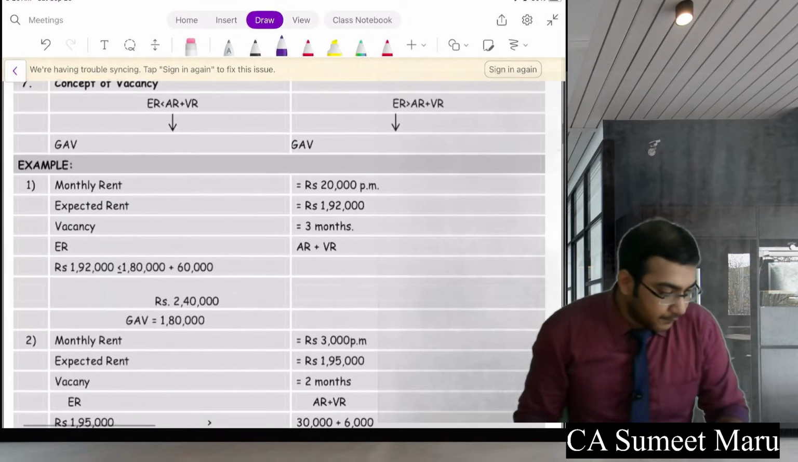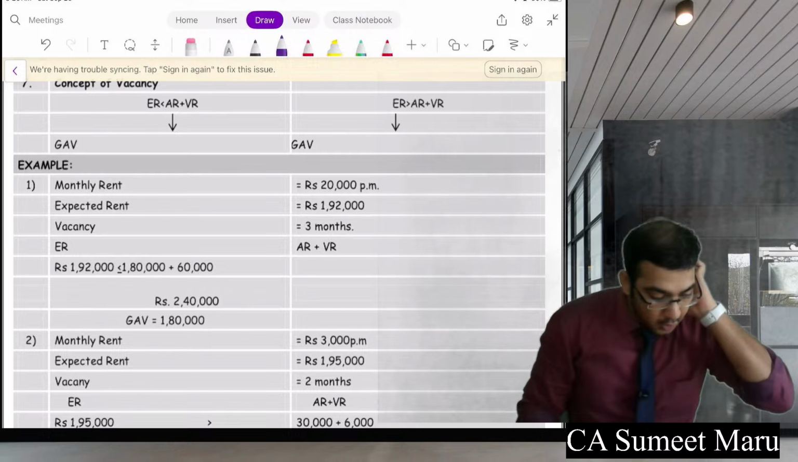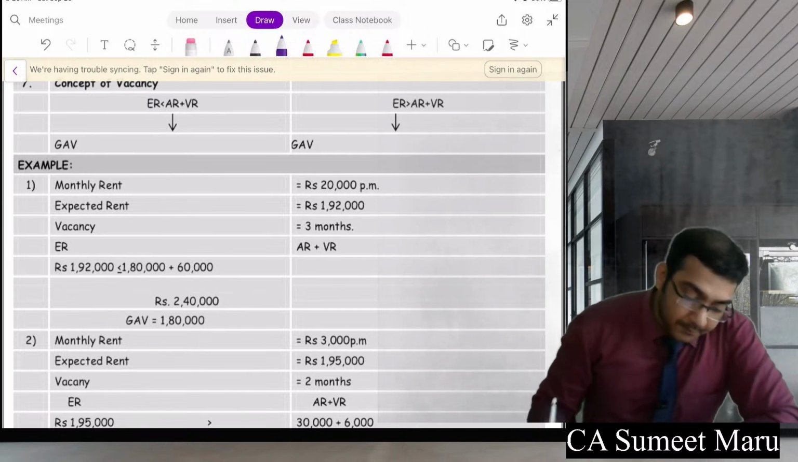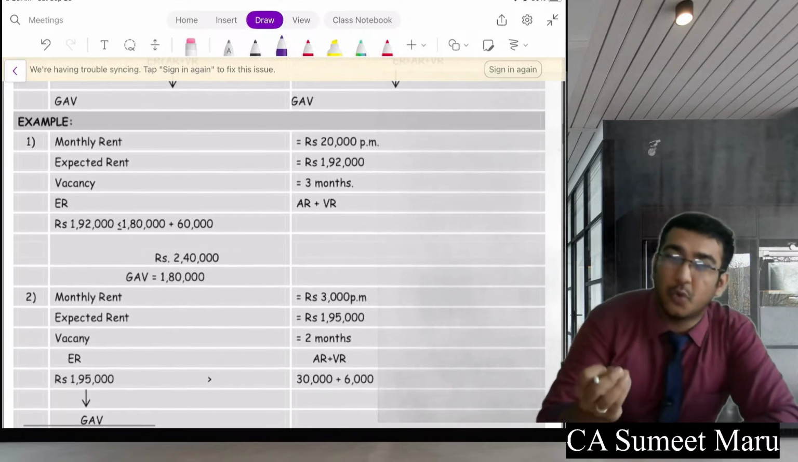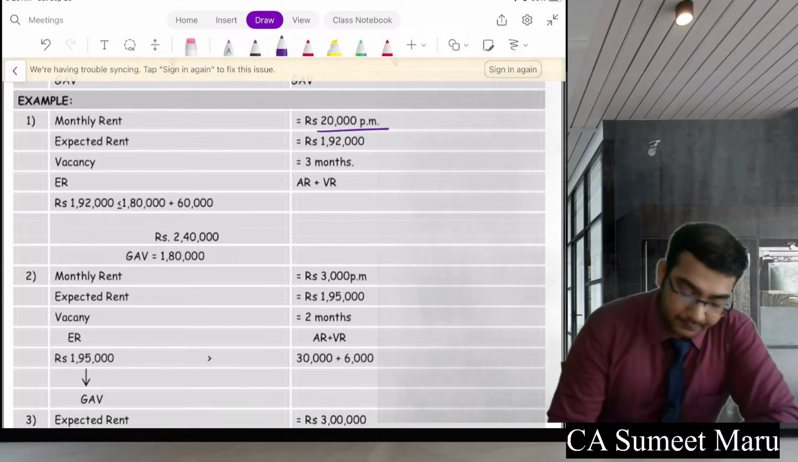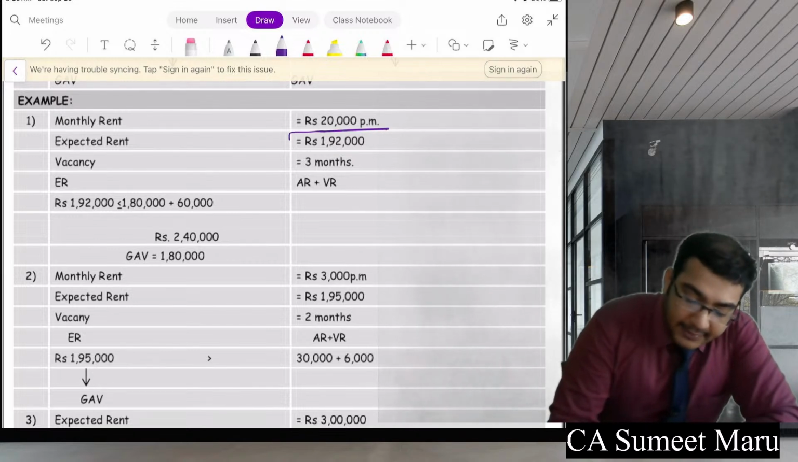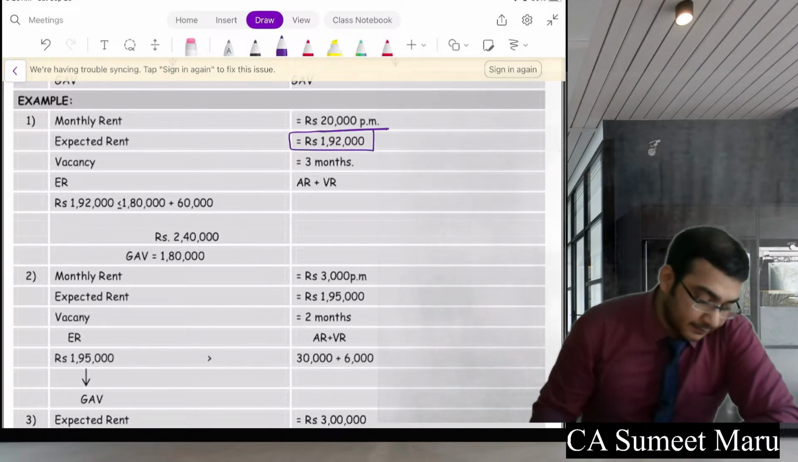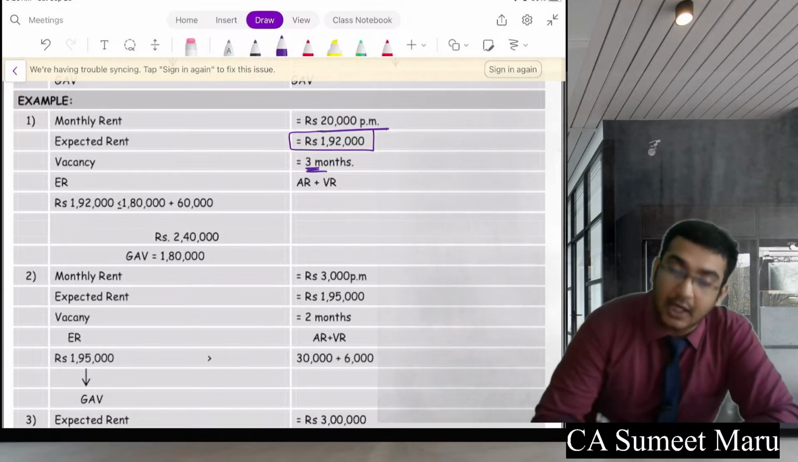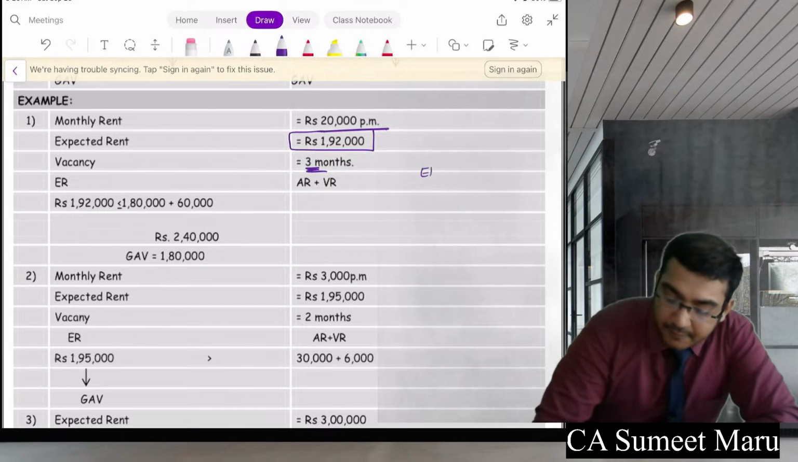Okay. Forward further. Now let's see two examples. See here, monthly rent was 20,000. Expected rent is 1,92,000. Vacancy is 3 months. So see now, always you will write down the equation.